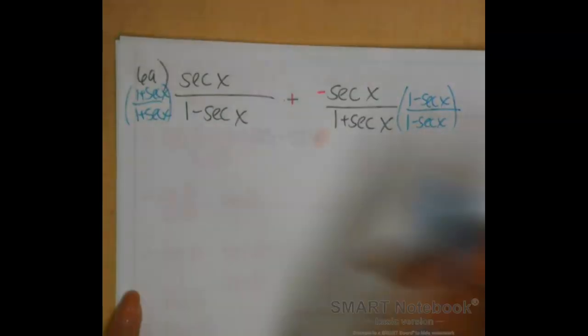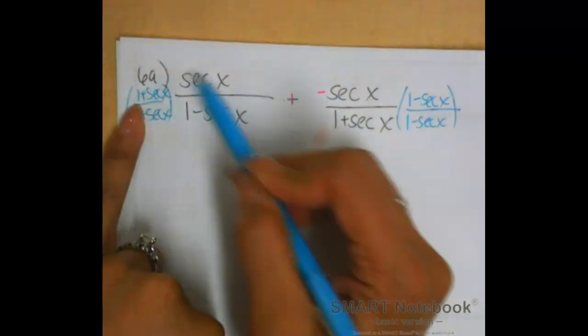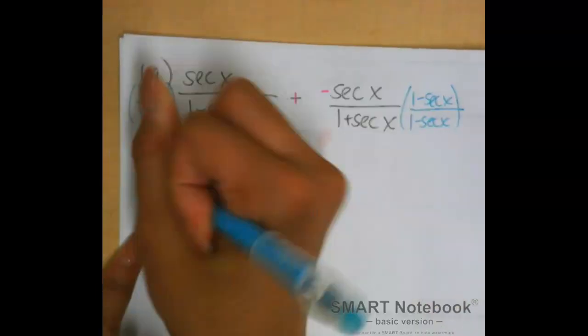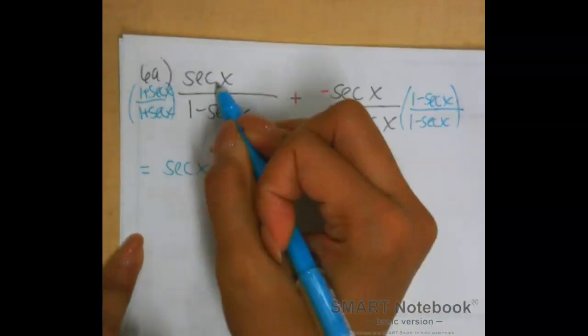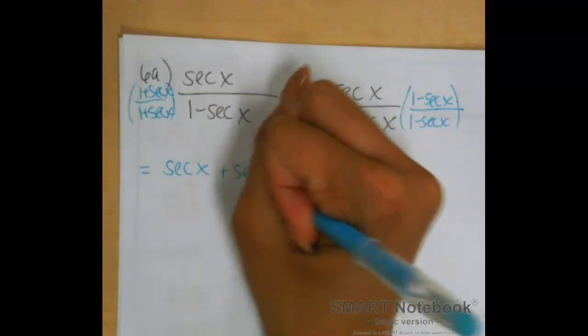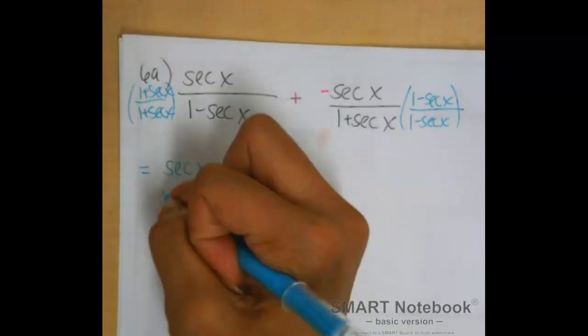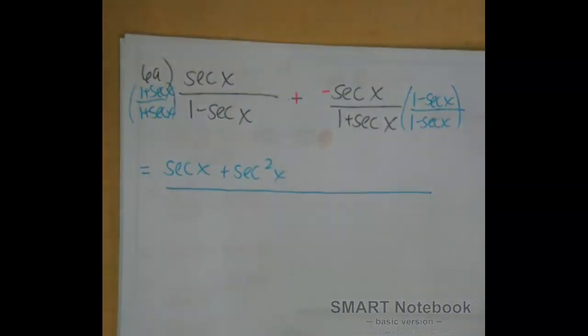So when simplifying, let's think. I have my numerator here. We're just going to distribute. 1 times secant is secant. We're going to multiply secant times secant. What's secant times secant? Secant squared x. This is all going to be over the exact same denominator for both fractions, right? Yeah, that's the whole point of multiplying it.